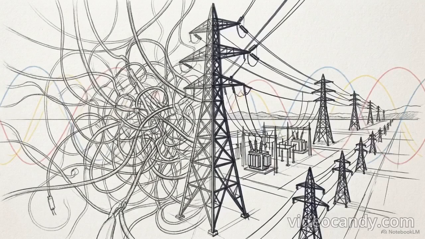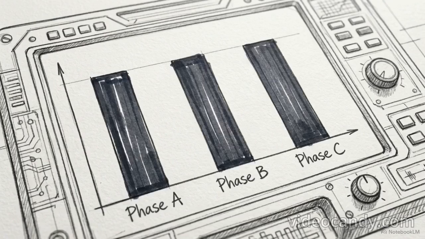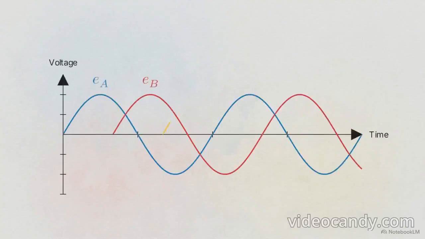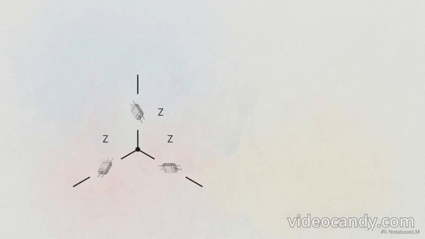These mechanical and economic efficiencies are not automatic. They rely entirely on maintaining strict mathematical symmetry across the grid, a condition known as a balance state. This animated graph plots a balanced supply. For the supply to be balanced, all 3 individual voltage phases must share the exact same magnitude, and their wave peaks must be displaced from one another by exactly 120 degrees.